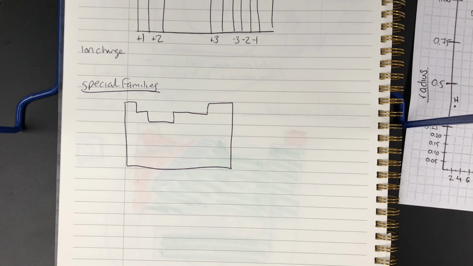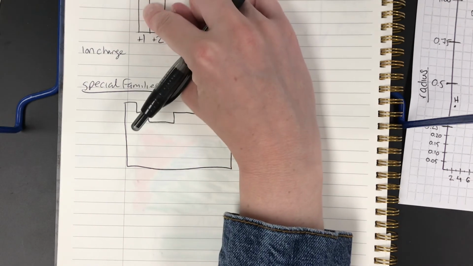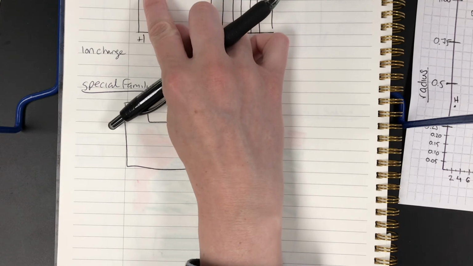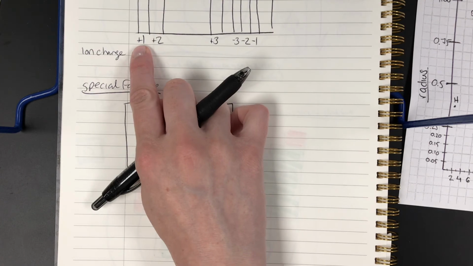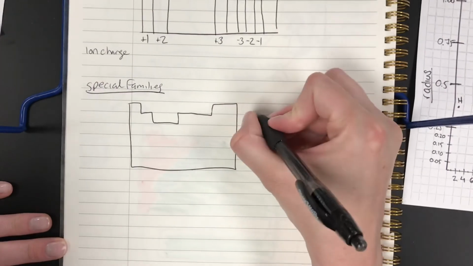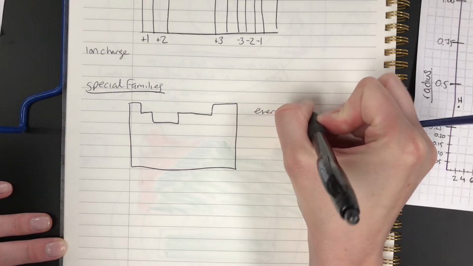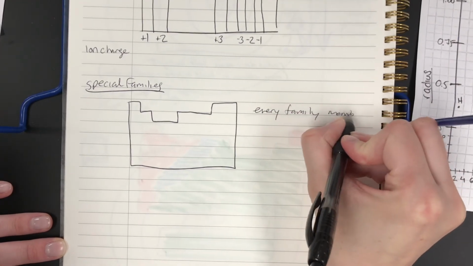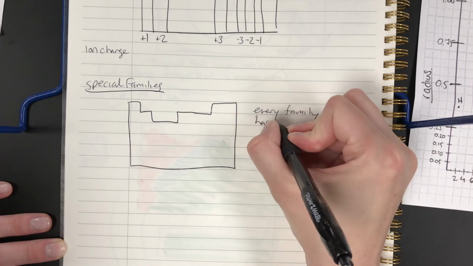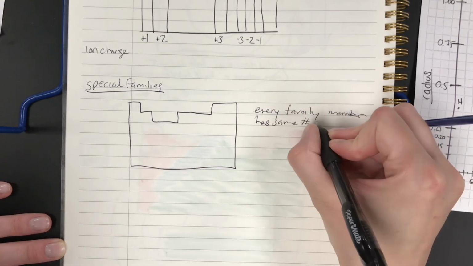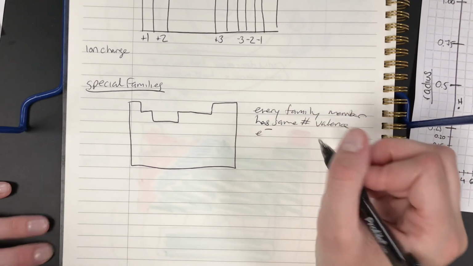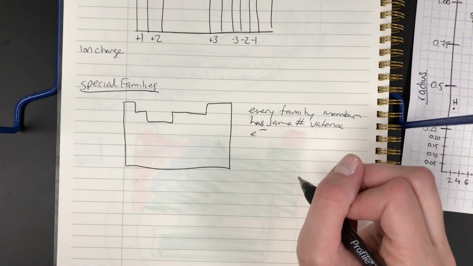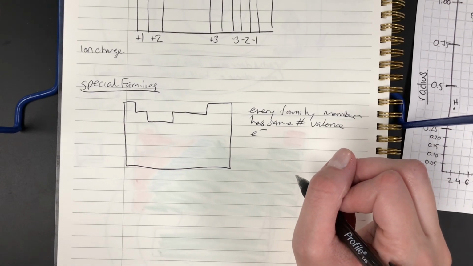Are they going to have the same number of valence electrons? Yeah. So like lithium, sodium, potassium, rubidium, cesium, all of those are going to have 1 valence electron. They're going to form an ion that's +1. So every family member has the same number of valence electrons, which means they're going to have similar characteristics. They're going to behave the same, and they're going to have similar reactivities.